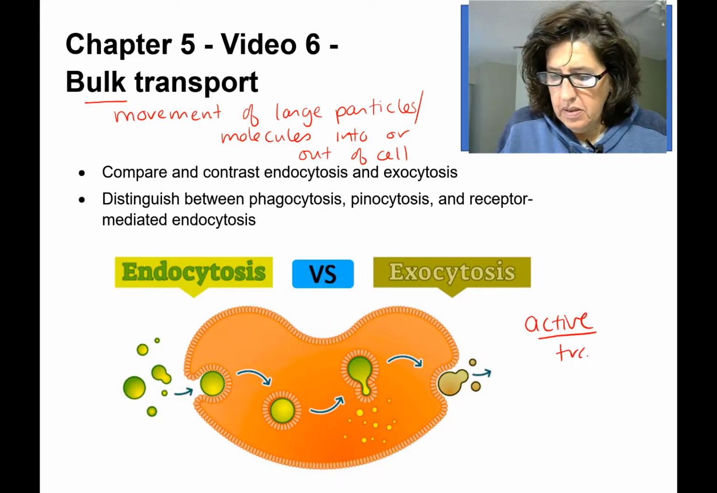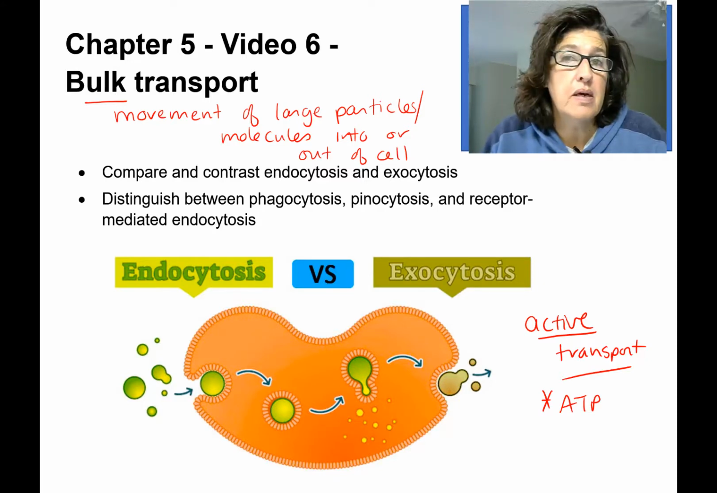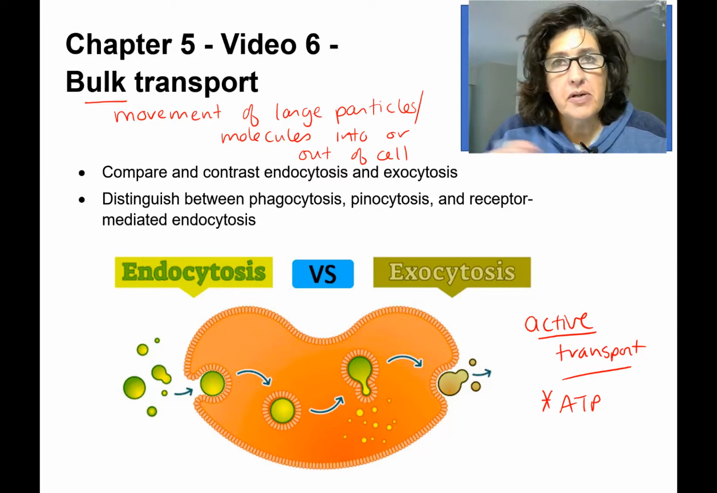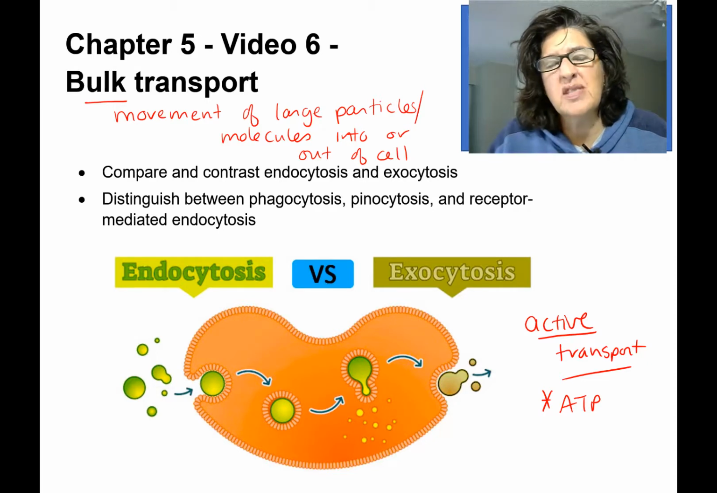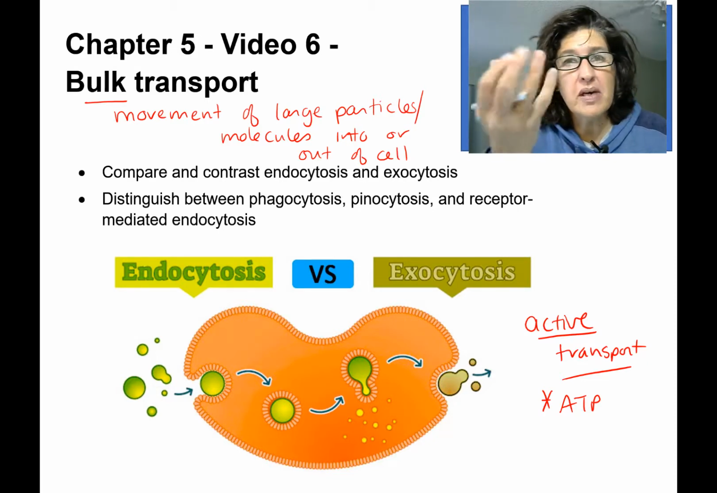which means it requires ATP. Now this is a lot more ATP than, say, a pump protein when we talked about active transport, because now you're actually involving whole membranes forming and reforming.